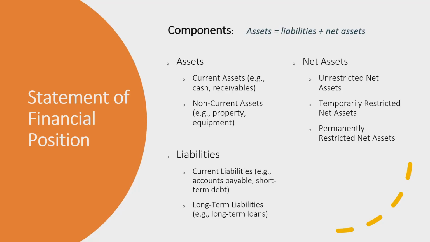The Statement of Financial Position captures your nonprofit's financial health at a specific moment. It shows your assets, both current and non-current, liabilities, short and long-term, and net assets, categorized by restriction level. When analyzing, focus on whether assets sufficiently cover liabilities and assess your restricted versus unrestricted net asset ratio. Now, let's examine each component more closely.